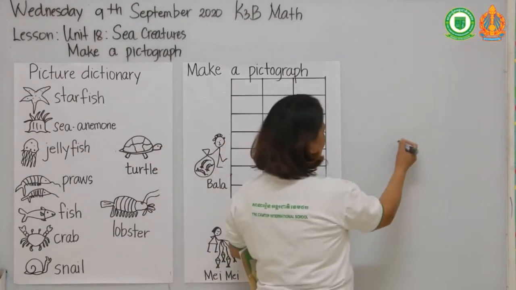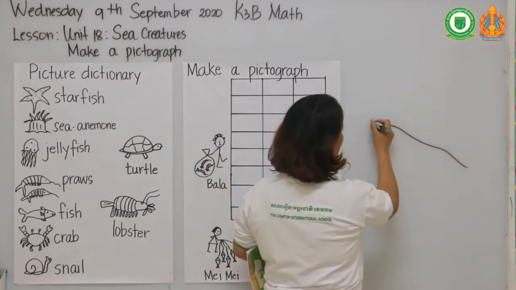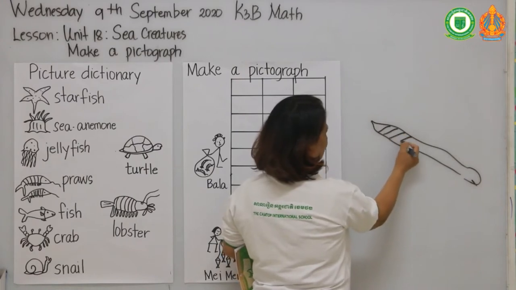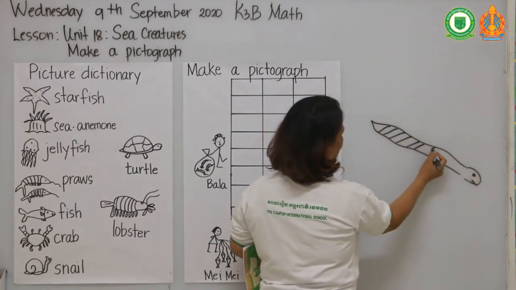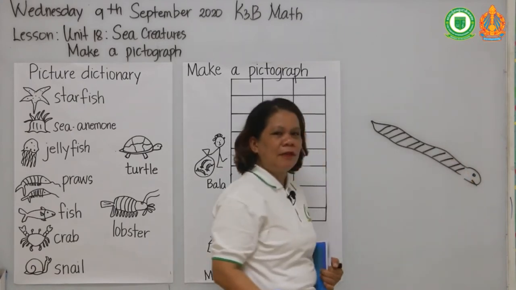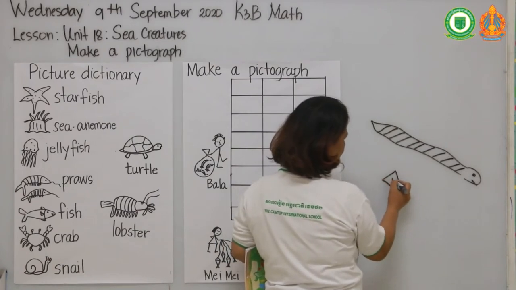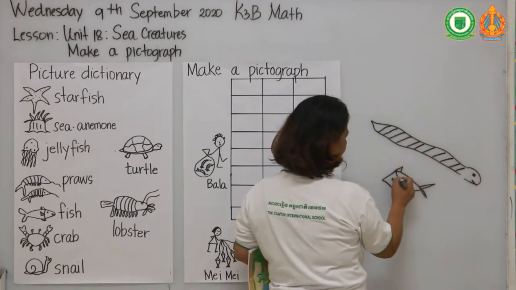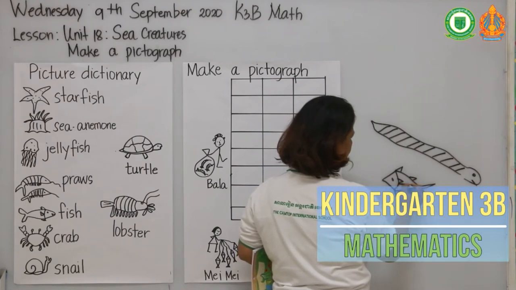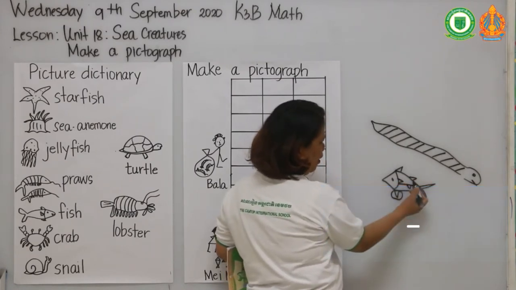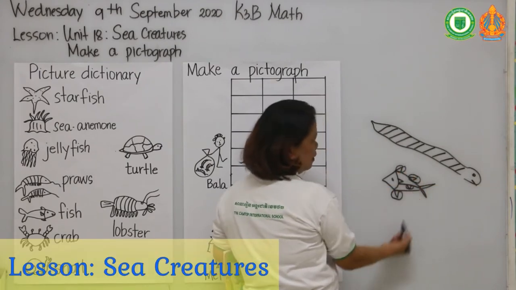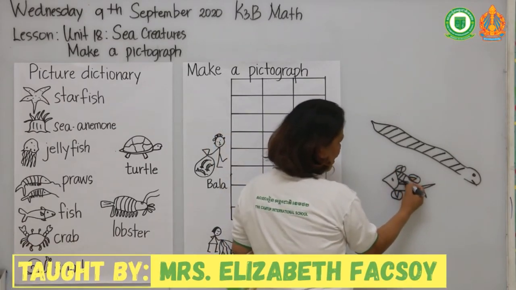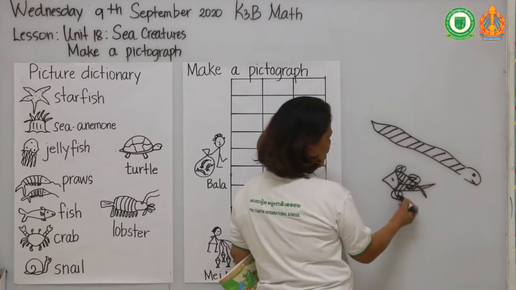Stripe means, for example, this is a snake. It's a big snake. This is a stripe. Do you understand what a stripe is? And also fins. This is a fish, and these are fins. For the instruction here, you're going to circle the sea creatures that have stripes and fins. So fins and stripes.